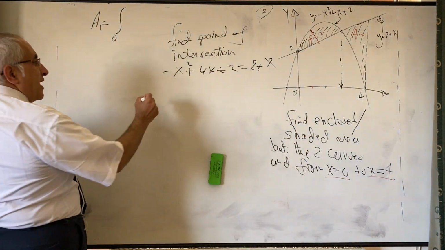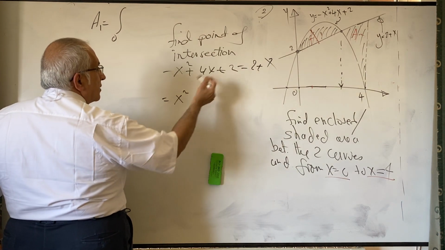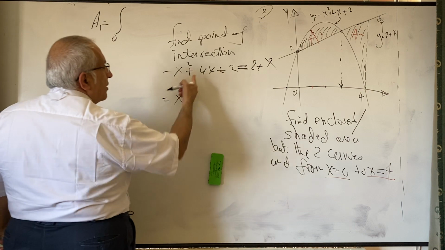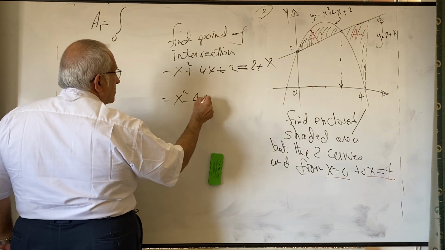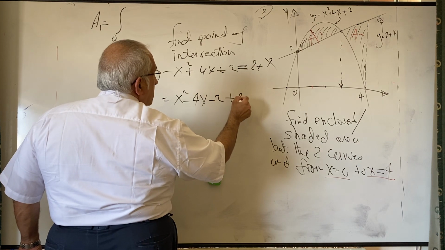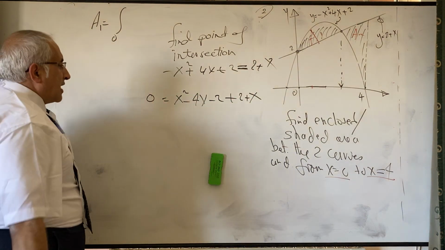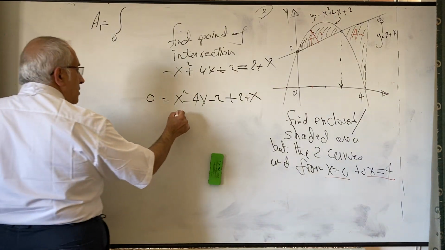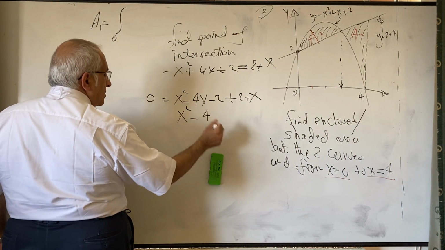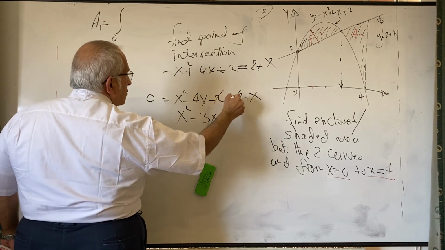So let's put them on one side. X squared, negative, put it there. This is the equal sign, this is your bridge. 4x, put it there. The 2 here will stay, and this x will stay. All of this equals 0. Can I simplify this further? Yes, why not? X squared minus 4x plus x, plus 2 minus 2, thank you very much.